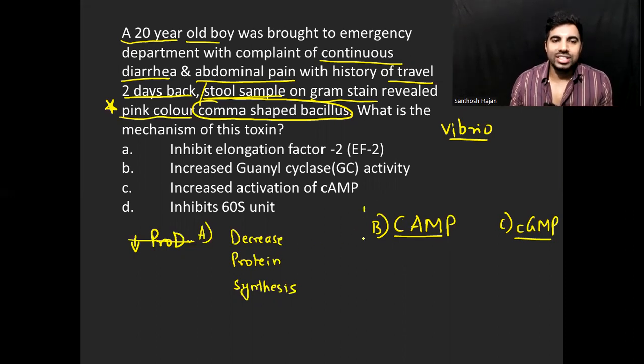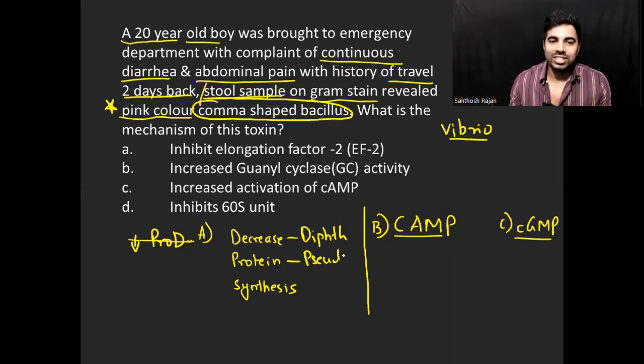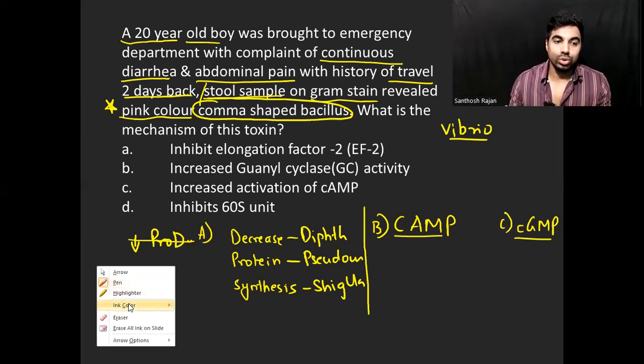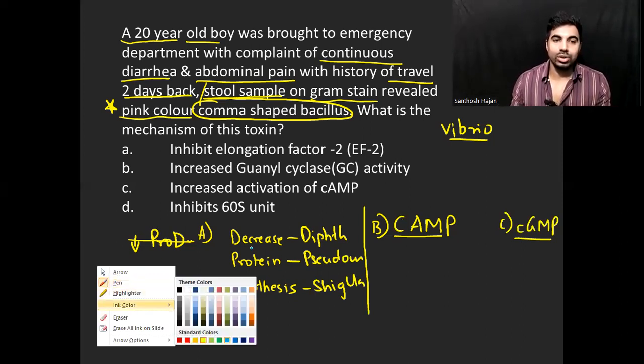For decreased protein synthesis, there's a clue: D for diphtheria, P for pseudomonas, and S for shigella. These three bacteria act by decreasing protein synthesis. So what is the mechanism for each one? You should know each one. That is very important. They're going to ask that question only.